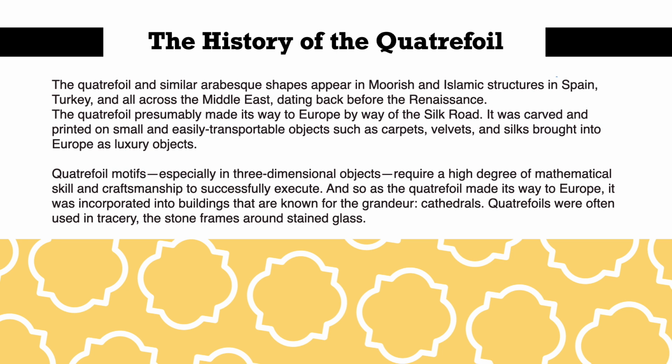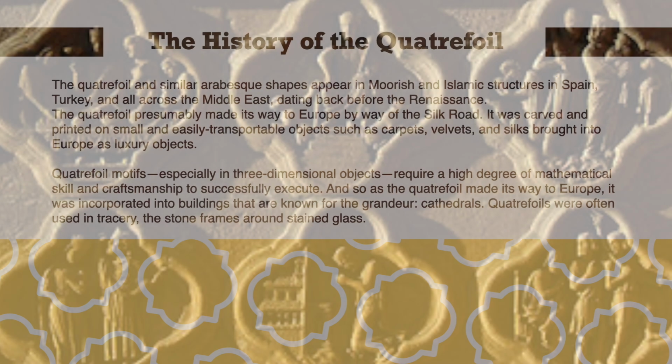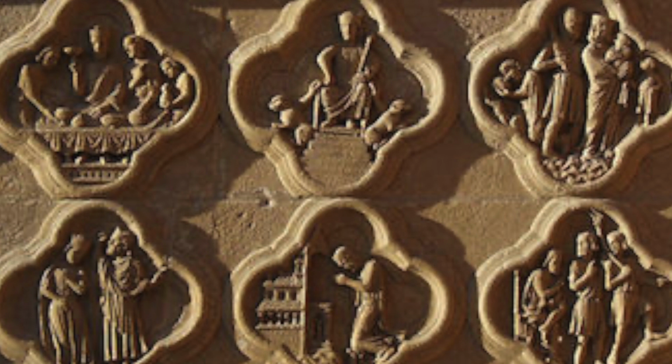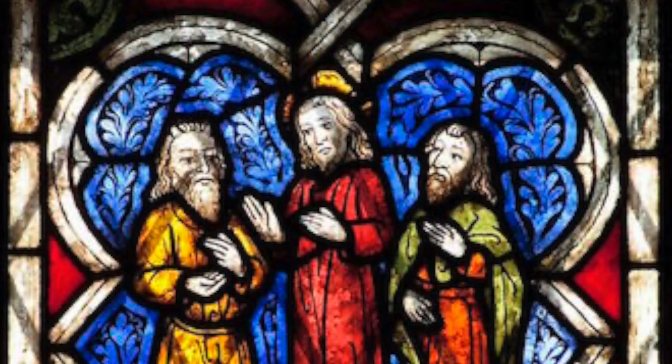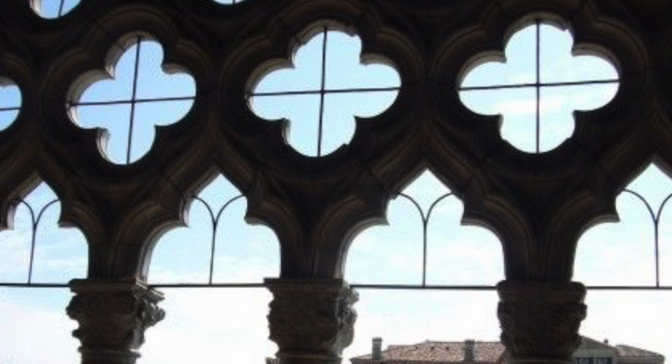The Quatrefoil presumably made its way to Europe by way of the Silk Road. It was carved and printed on small and easily transportable objects such as carpets and velvets and silks brought into Europe as luxury objects. Quatrefoil motifs, especially in three-dimensional objects, require a really high degree of mathematical skill and craftsmanship to successfully execute. And so as the quatrefoil made its way to Europe, it was incorporated into things like buildings that are known for grandeur, cathedrals, and things like that.